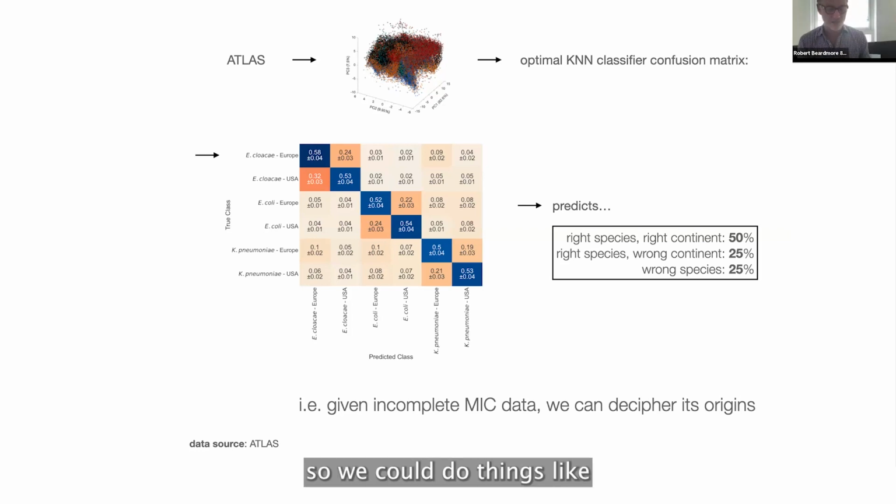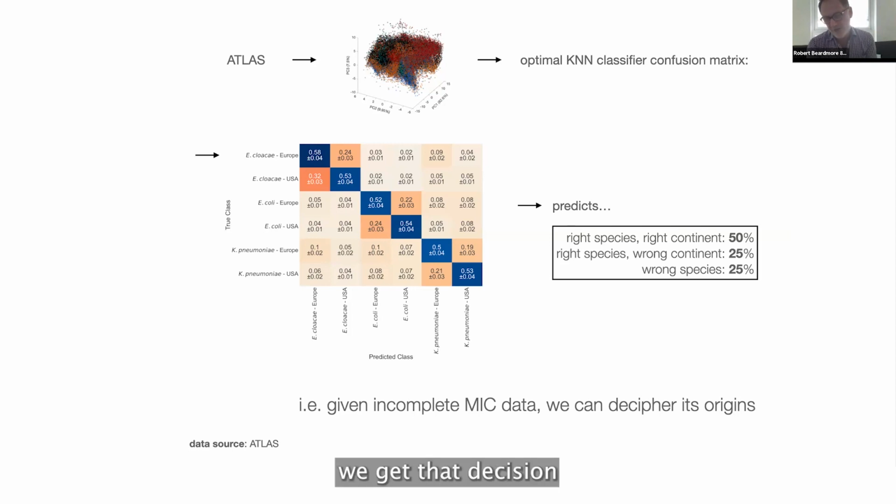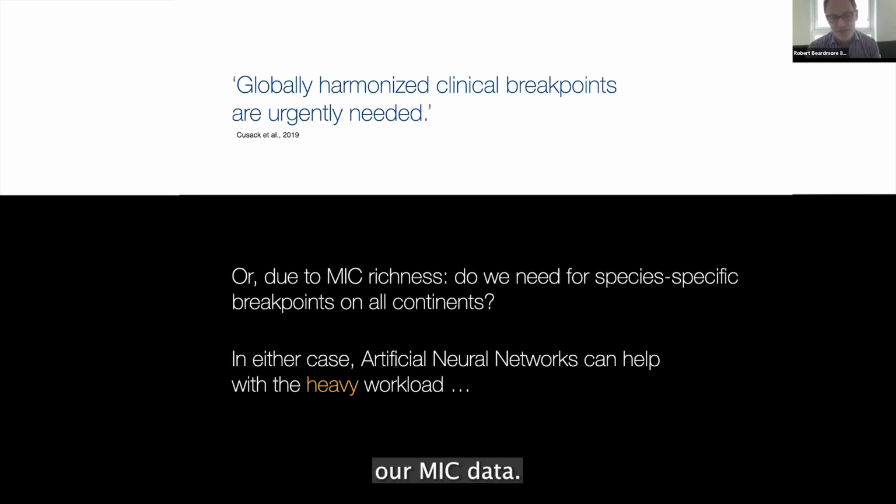So if you give me a string of MIC data from a patient, which is what Atlas does, that string is incomplete. What we can do is decipher its origins using this classifier. We can decipher its species and we can decipher its continent. But then, we get that decision wrong about 25% of the time. But what it's saying is that there's a lot of richness within our MIC data.